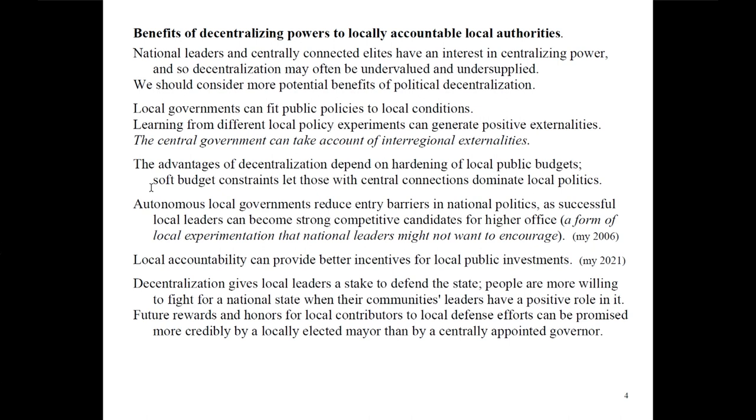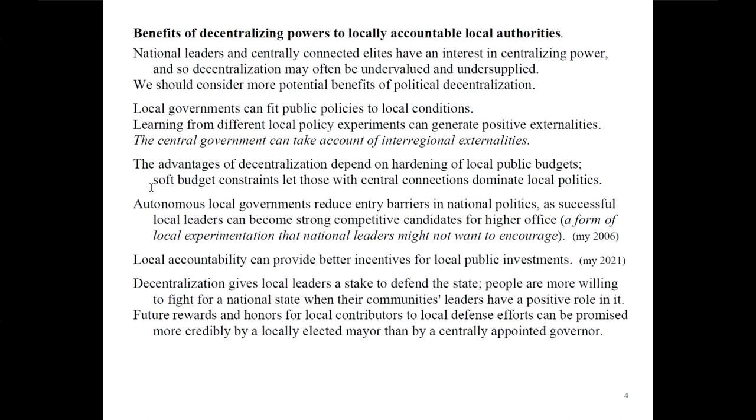The classic theories emphasize, and then I'll say something about a few other theories that I think are important, and one particularly important in this case. One classic theory is that autonomous local governments can fit public policies to local conditions, and learning from different local policy initiatives can generate positive externalities as communities learn from each other. We'll see that has been happening, and Oleksandra has been studying it.